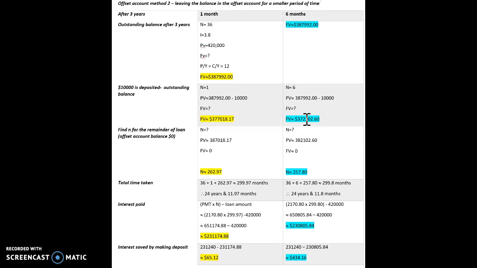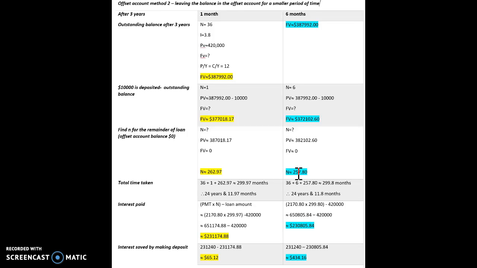Now, that money is going to get spent. So it has that $10,000 that I had sitting there that reduced the balance is no longer there. So the balance pops back up by 10,000. So here's my FV. I take it over to my PV and I put the 10,000 back on. So you can see here 3837. Make this equal to 0. Work out how long it takes me to pay off that loan. So this is the N calculation and I'm done.